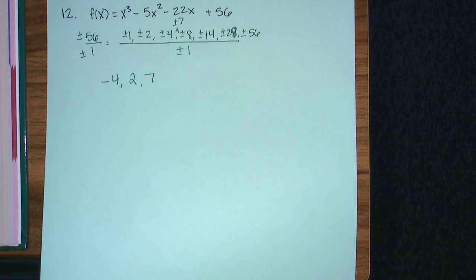All right. So now I'm going to check them by synthetic. If they equal 0 at the end, it is actually a 0. If it doesn't equal 0, then it's not one, and you can just get rid of it. Okay?